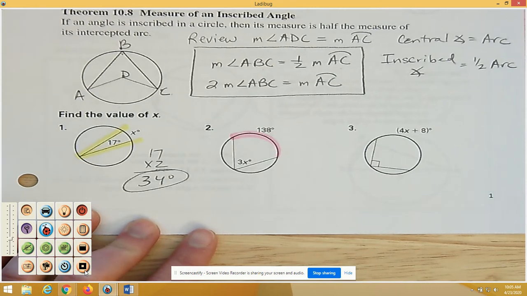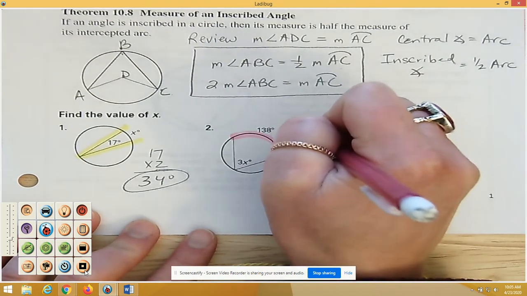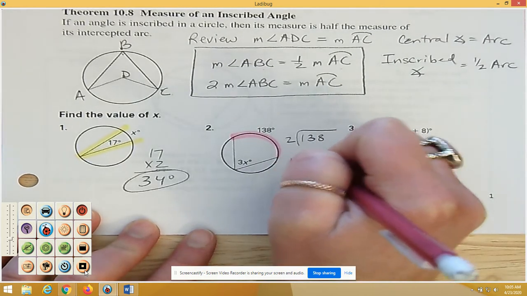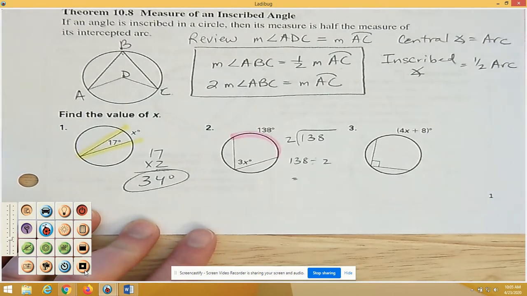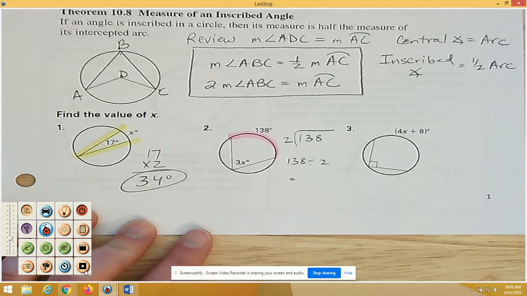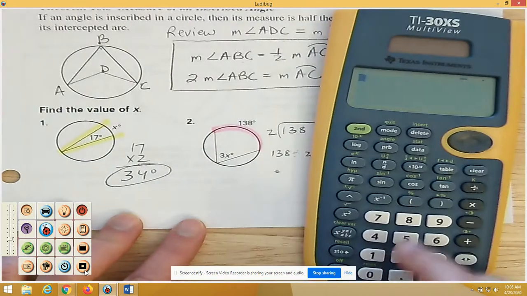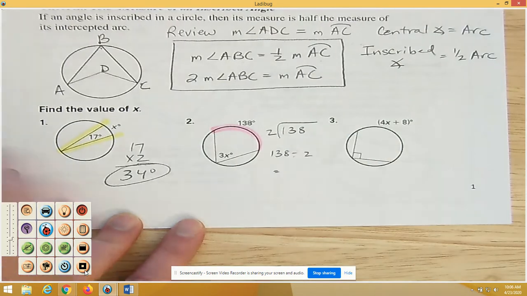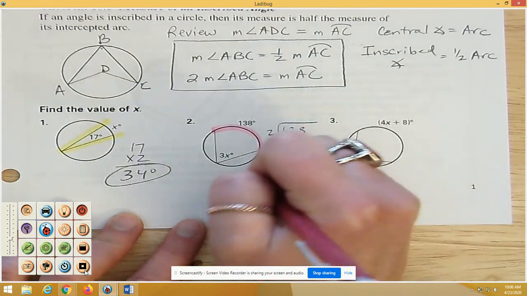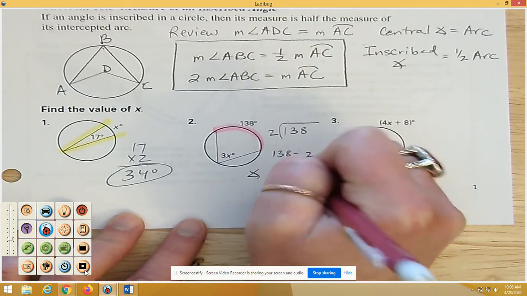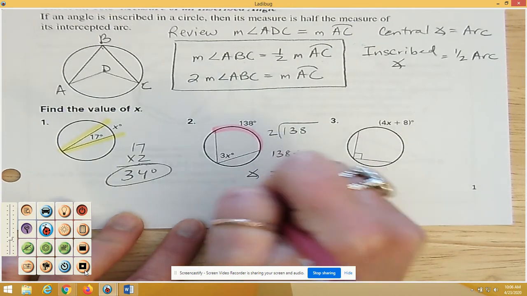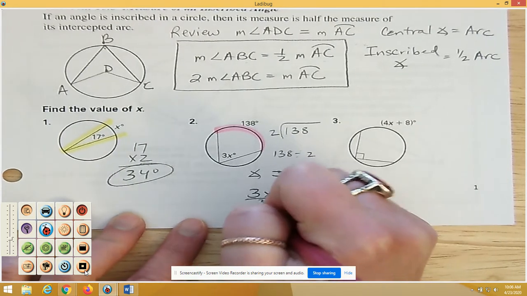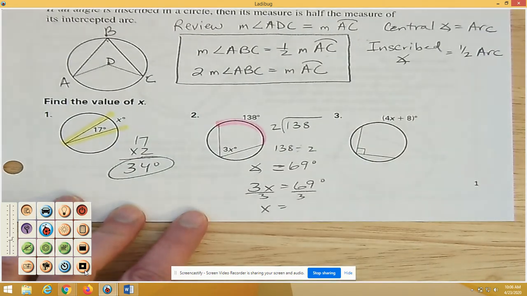So I'm going to take the 138 and divide by 2. It doesn't matter. I'm going to go ahead and do that on my calculator. I take 138 divided by 2, and I'm going to get 69. So the angle equals 69 degrees. So now I can say 3x equals 69 degrees. If I divide by 3, I can get x, which is 23.